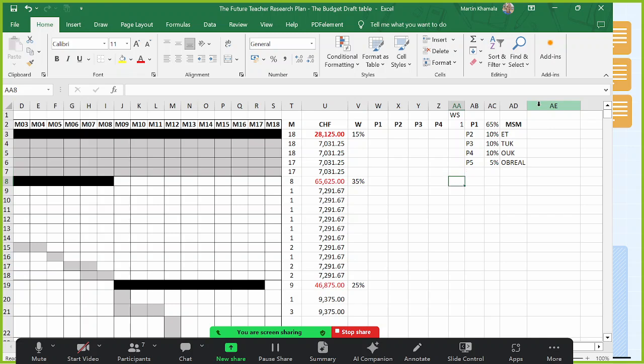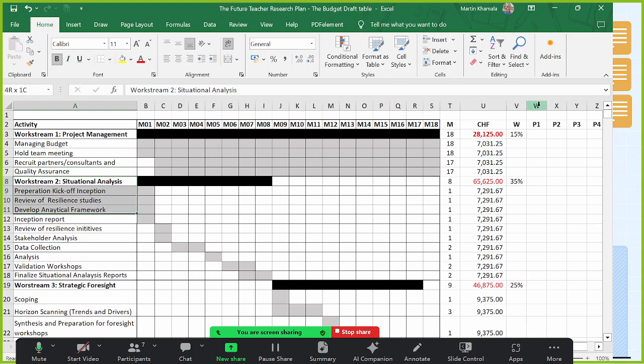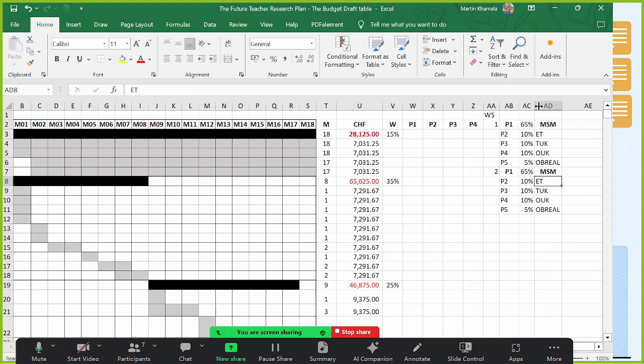Okay. So we look at work stream 2 now. We're doing the weighting for work stream 2. I'm just copying and pasting. But let's look. This is data collection, situation analysis. This is where a lot of data is collected in the field in different experiments. So how do we weight this one? This work is being done on the ground by, I think, the local players, ET, TUK, OUK. Yeah, the main local players. This work is basically done by the people on the ground.